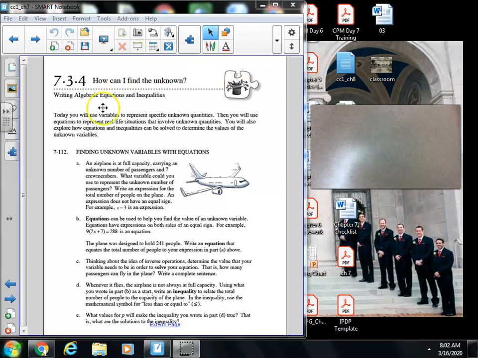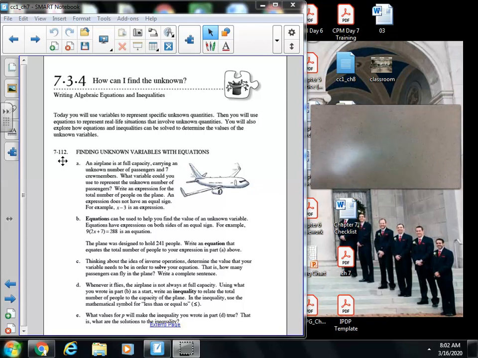So we're going to start with the introduction this morning. Today you will use variables to represent specific unknown quantities. Then you will use equations to represent real-life situations that involve unknown quantities. You will also explore how equations and inequalities can be solved to determine the values of the unknown variables. So our first core problem for today, question 112, finding unknown variables with equations.